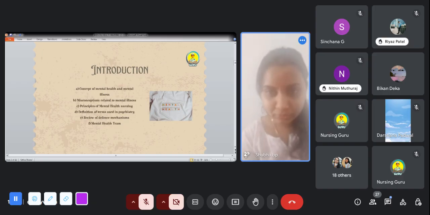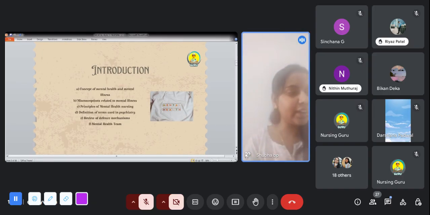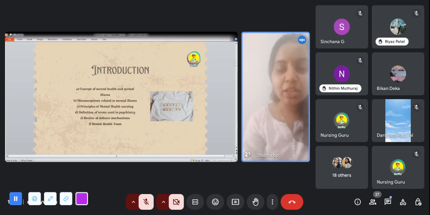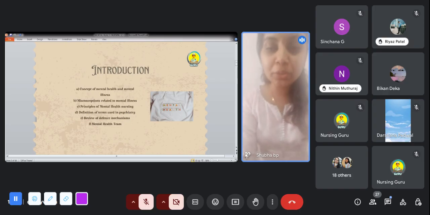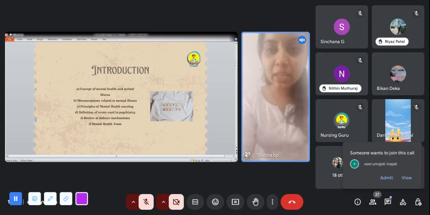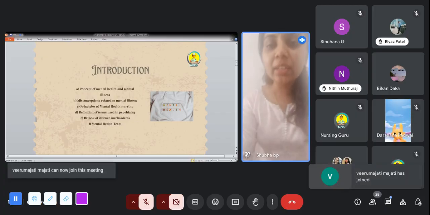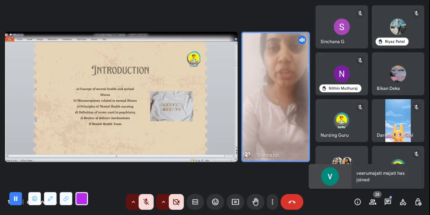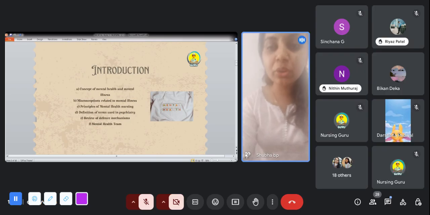And next, you are going to study the definition of terms in psychiatry, for example attention, memory, perception. These are the things you are going to study in the psychiatric subject, right? So you are going to write what is the meaning of attention, what is the meaning of perception, what is the meaning of memory. So you can expect the question for 1 mark.